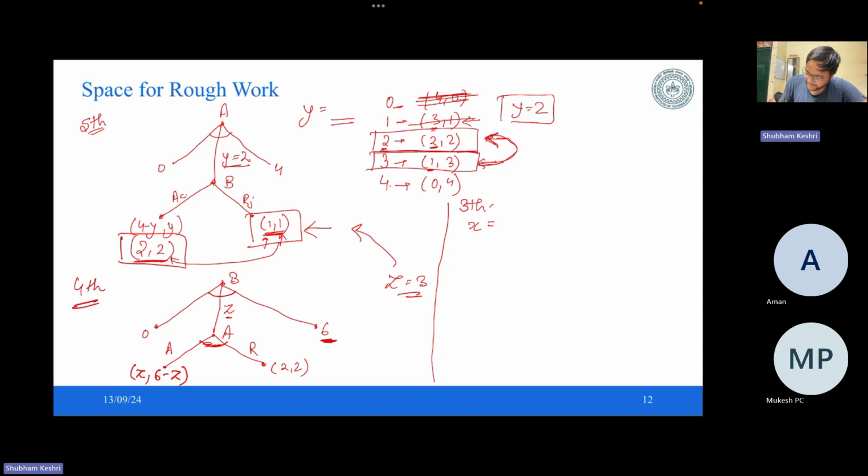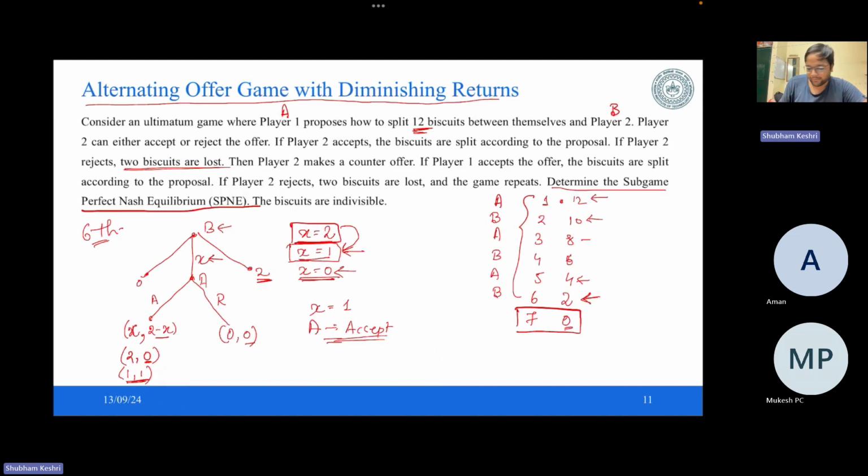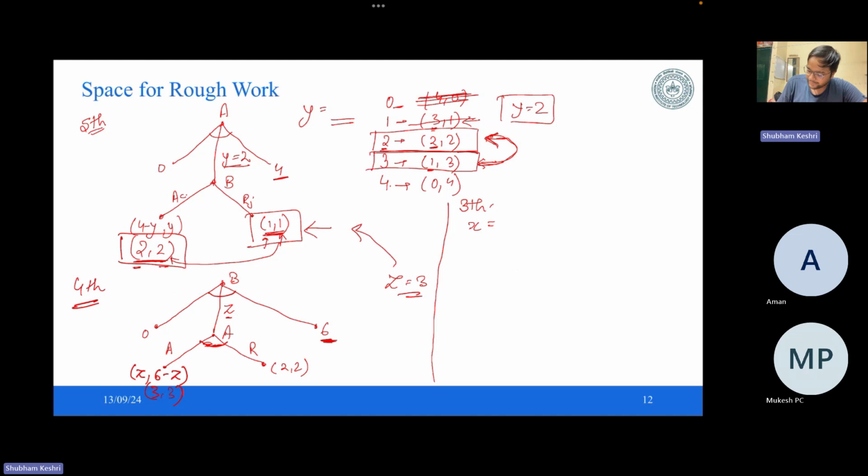You see, there were 6 cookies. It was divided as 3 comma 3. When there were 4 cookies, it was divided 2 comma 2. When there were 2 cookies, it was divided 1 comma 1. So when there will be 8 cookies, it will be divided 4, 4. So player A will make an offer of 4.